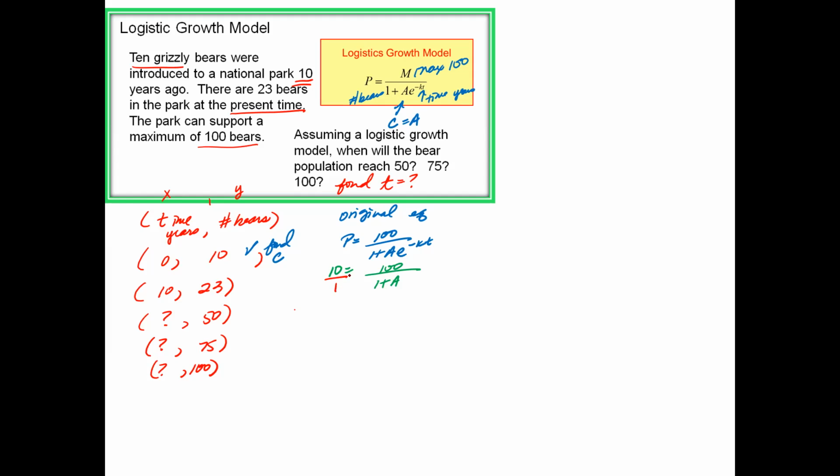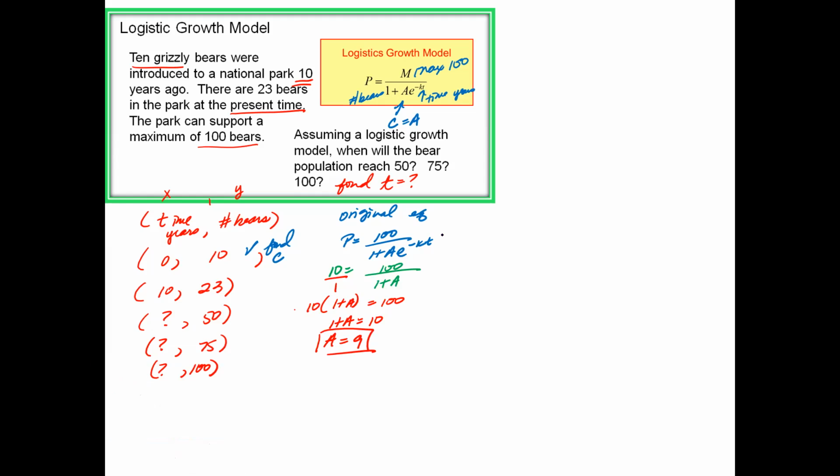Let's cross multiply. So I'm going to have 10 times (1 plus A) is equal to 100. Divide by 10 on both sides: 1 plus A equals 10, because 100 divided by 10 is 10. Then you're going to subtract the 1. So A, in this case, is equal to 9. So you have your first piece of information.